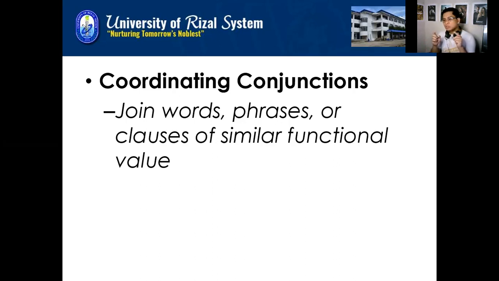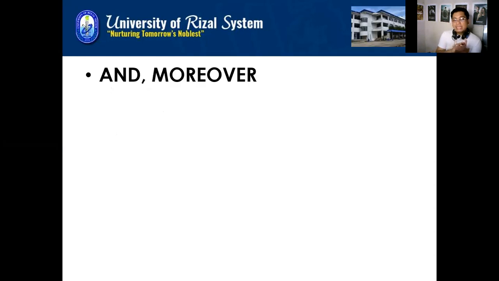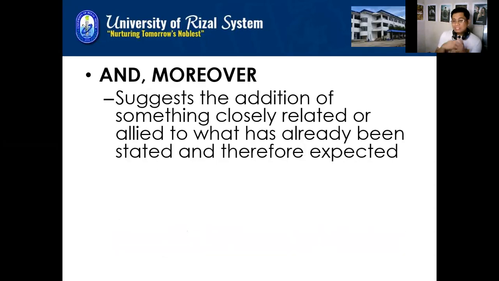If the words that are joined in a sentence are adjectives, then all of them are adjectives joined by the coordinator. So the first one is "and" and "moreover". What is the function of "and" and "moreover"? They suggest the addition of something, again, something closely related or allied to what has already been stated and therefore expected. It's just adding more information about what is already given about the subject in the sentence.